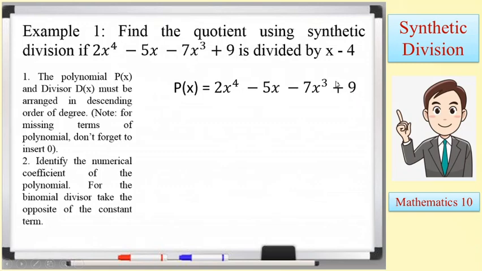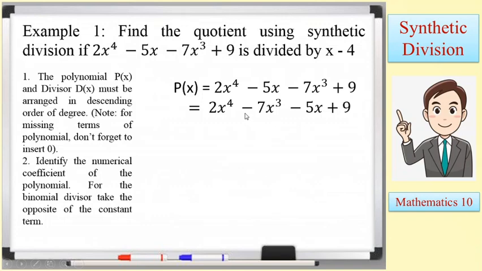Since hindi naka-arrange sa descending order of degree yung ating polynomial, kasi kung mapapansin nyo, 4, imaginary 1, and 3. Ang step number 1 natin is must be arranged in descending order of degree. So, i-arrange natin. We have 2x to the 4th power minus 7x cubed minus 5x plus 9. Okay, so naka-arrange na siya.